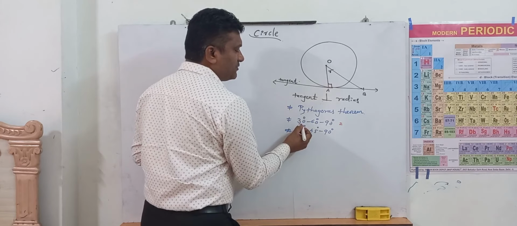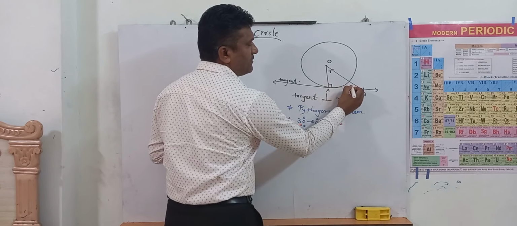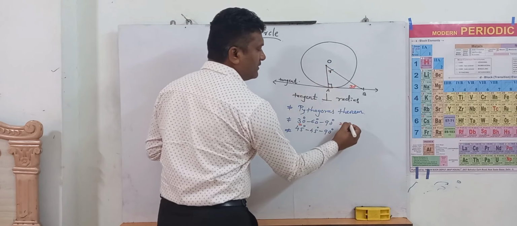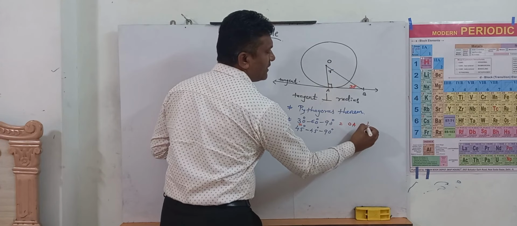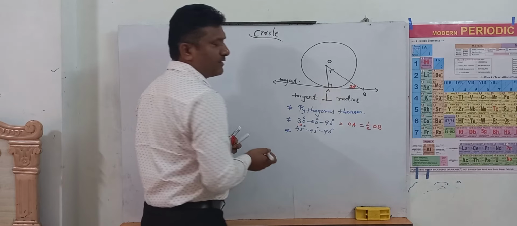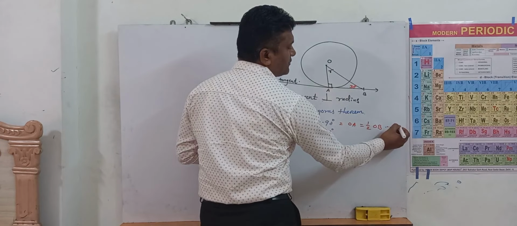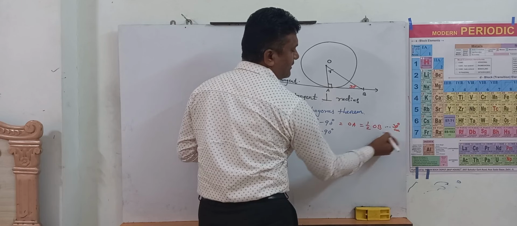Now in the 30, 60, 90 property, what do we know? The side opposite to the 30 degree angle. For example, if it is 30 degree, then the side opposite to 30 is OA. That OA is half of OB. This is the side opposite to the 30 degree angle, right?